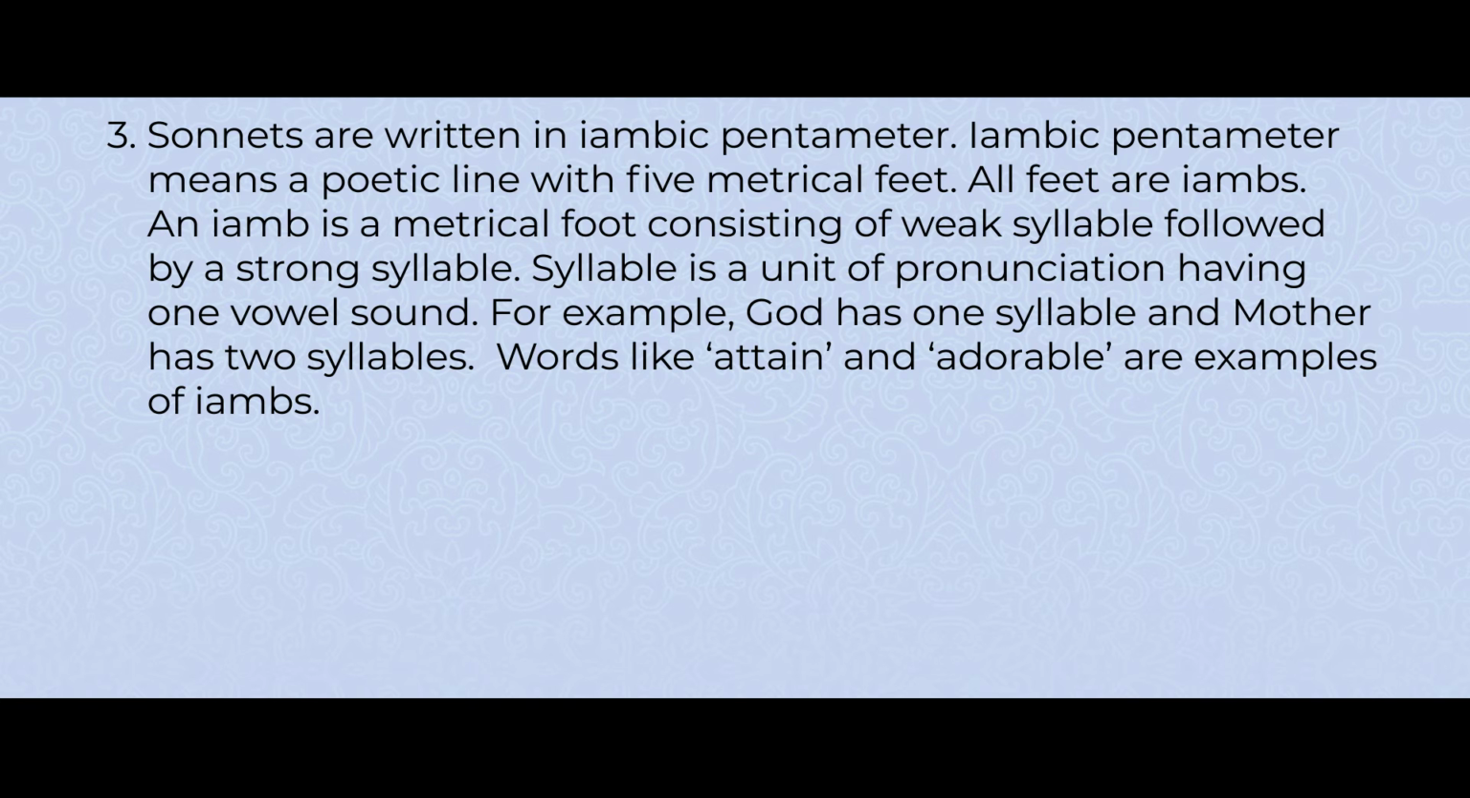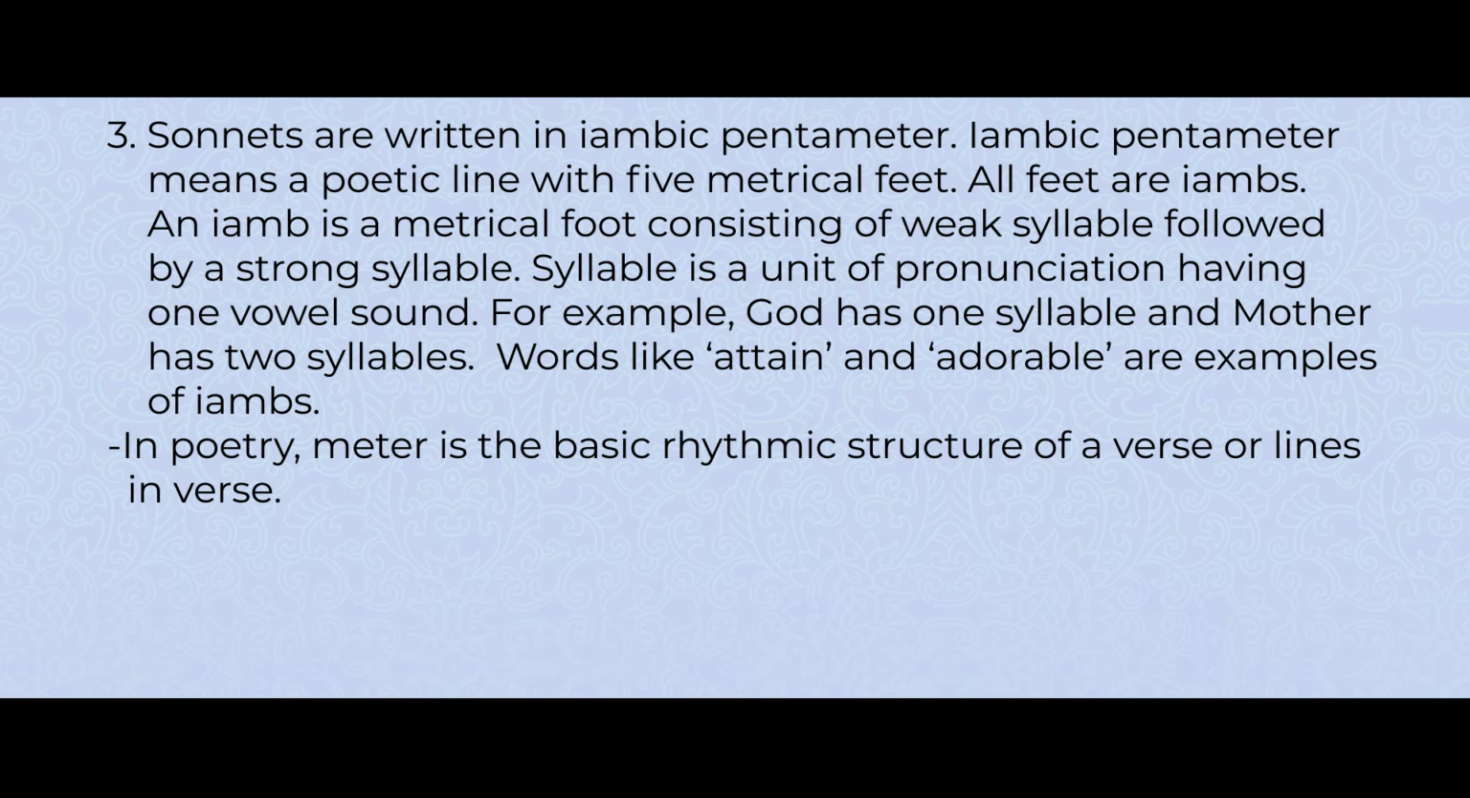To explain iamb again, an iamb is a metrical foot consisting of an unstressed syllable followed by a stressed syllable. The word attain is an example of an iamb. When we say the word attain, we stress the second syllable and not the first. Stressed syllables are also called strong syllables or accented syllables, while unstressed syllables are also called weak syllables or unaccented syllables. In poetry, meter is the basic rhythmic structure of a verse or lines in the verse.